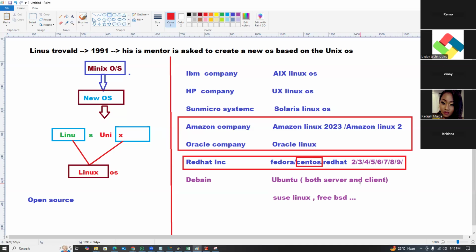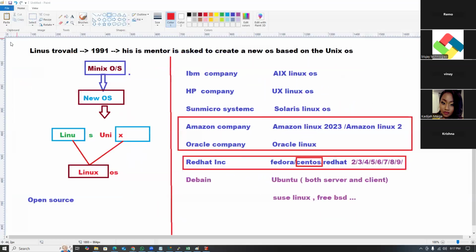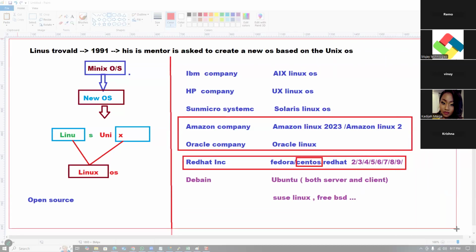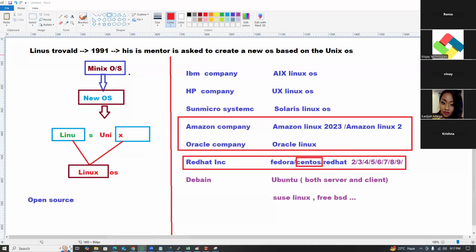Guys, understood? So what are we learning in this course? We are learning CentOS 7, Red Hat OS. Now you understood, right? Yep. Now we are in Linux.